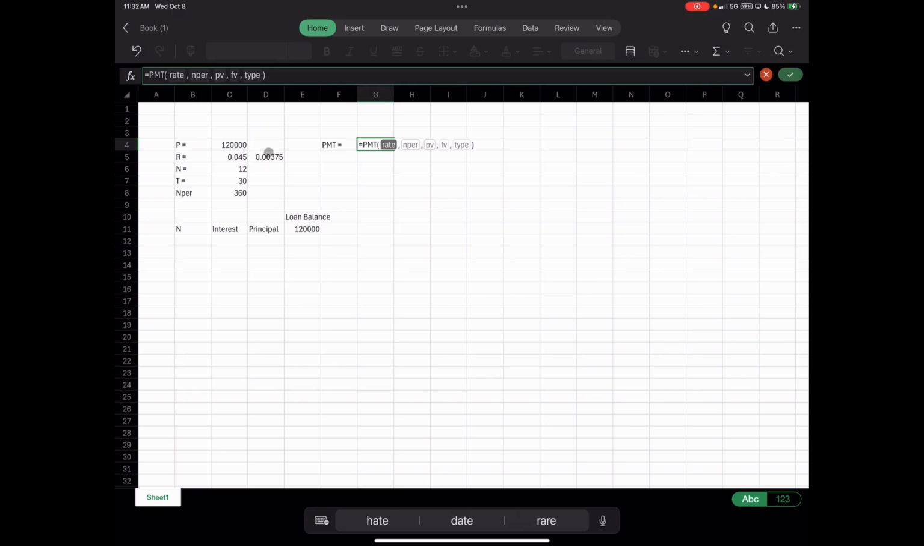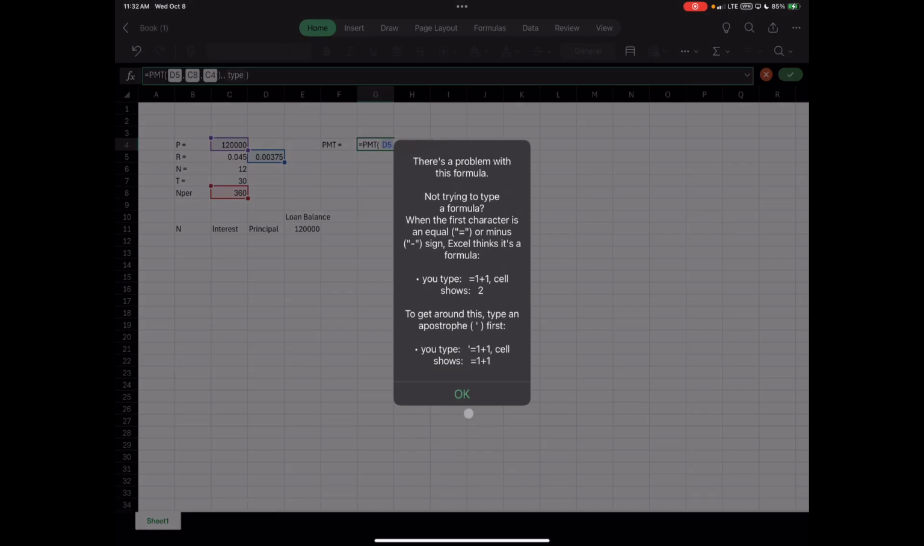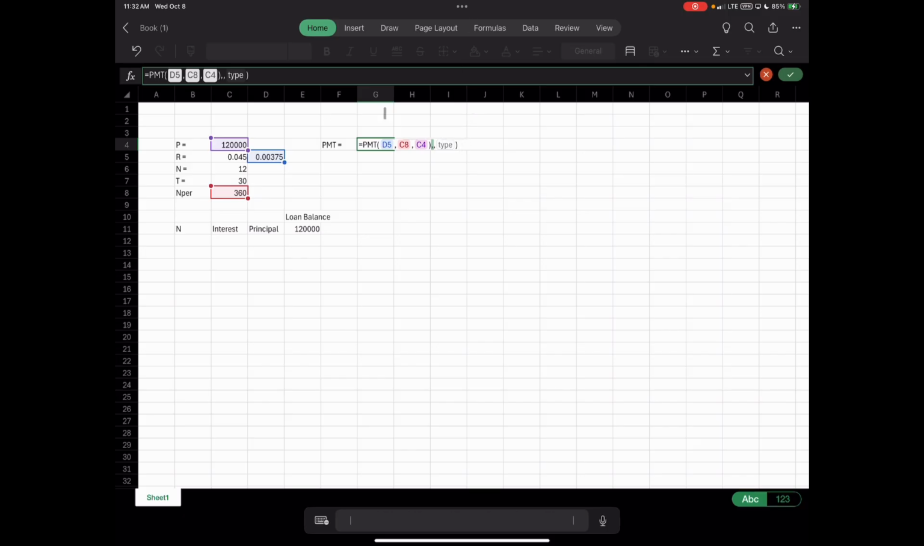All right, so I want my rate. So I want that monthly rate. I want my total number of periods. So I'm going to hit comma. And then I'm going to hit my total number of periods. And then I want my principal value. And then I'm going to close parentheses because I don't want to talk about the rest of that. Oh, it's going to get mad because it did have the rest of that. So I'm going to go back up here. I'm going to backspace out the rest of that.